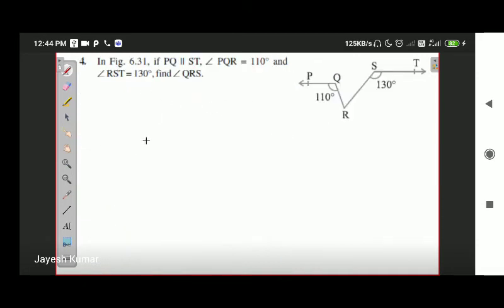Okay. So first of all, question number four is: if PQ is parallel to ST, the PQ line segment and ST line segment are given parallel to each other. Angle PQR is equal to 110 degrees, and angle RST is equal to 130 degrees. We have to determine the value of angle QRS.